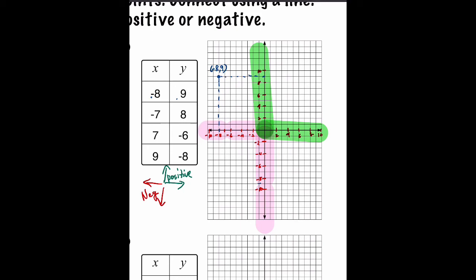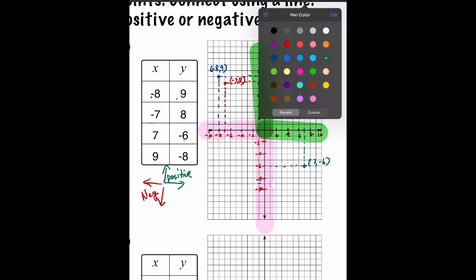So let's plot the next one. Negative 7 is over here and positive 8 is over here. So I'm just going to extend it. And there's my next line. And I'm going to label it negative 7 and 8. Let's do the third one. 7 and negative 6. So now x is positive, so we go over here to the positive side. 7 and negative 6 over here. I'm just going to extend the lines and it intersects over here. So this will be 7, negative 6.